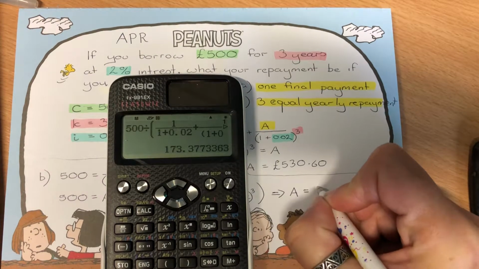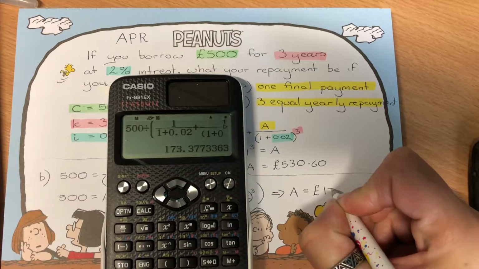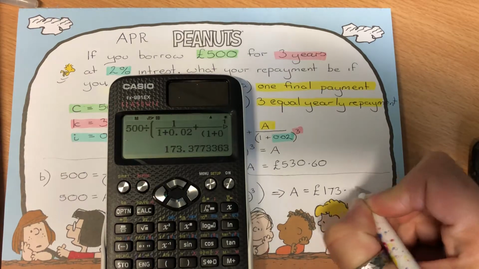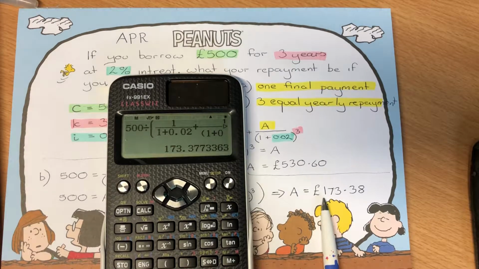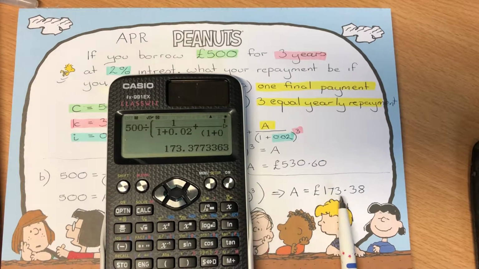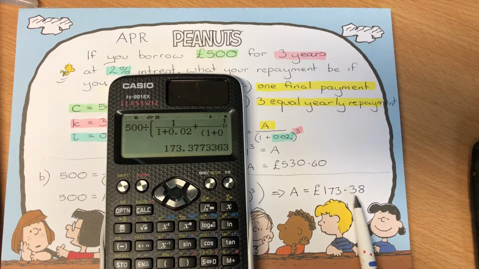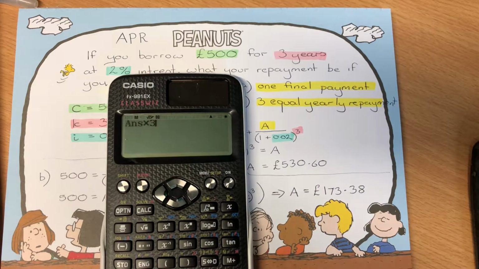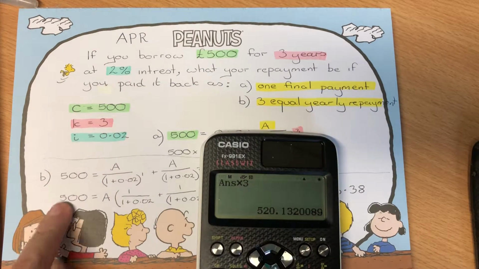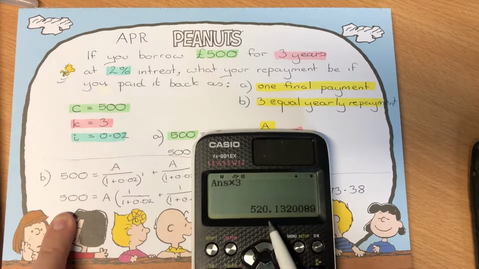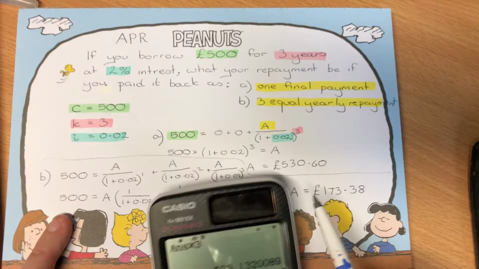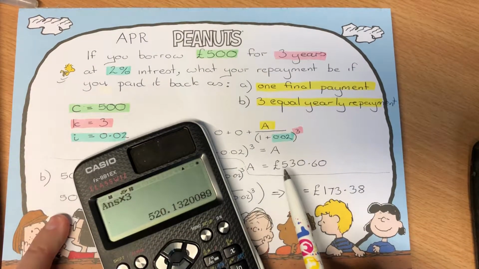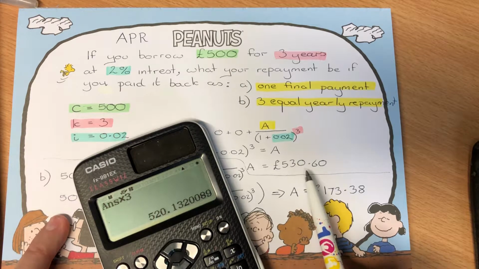So A is going to be £173.38. So you've got an annual repayment of £173.38. So overall, in order to borrow your £500, it would have cost you £520.13p rather than the one final repayment, which would have cost you £530.60p.